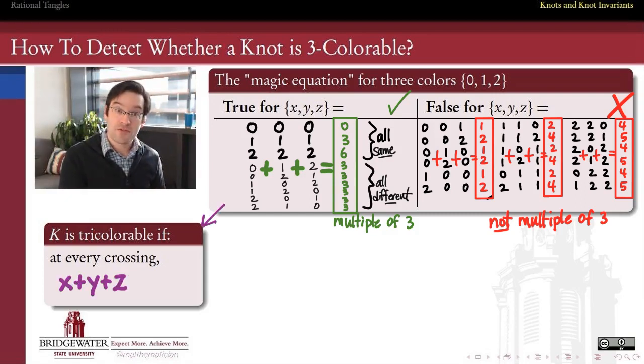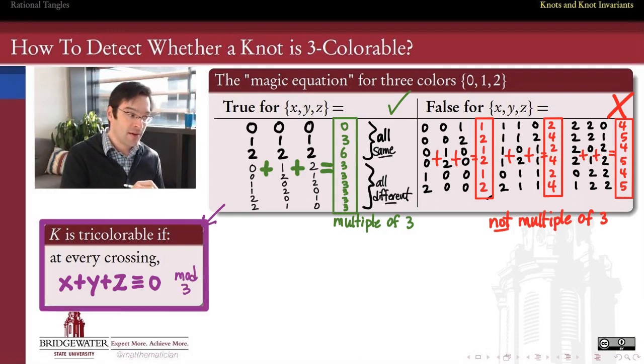And so the magic equation for tricolorability is that a knot is tricolorable if at every crossing I add x, y, and z, and the result is a multiple of 3. And a better way to say that, that's going to let us use more of the arithmetic and number theory and algebra that we know, is we'll say that x plus y plus z is a multiple of 3 when x plus y plus z is congruent to 0 mod 3. It's the definition of multiplication by 3, right? In other words, this just means that if I take x plus y plus z and I subtract 0 from it, the result is a multiple of 3. So this is what we're going to call our magic equation for tricolorability.